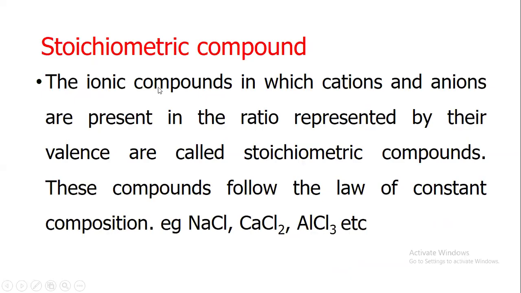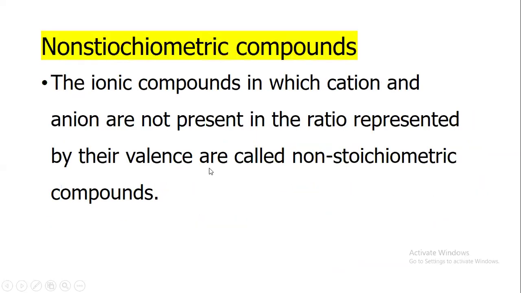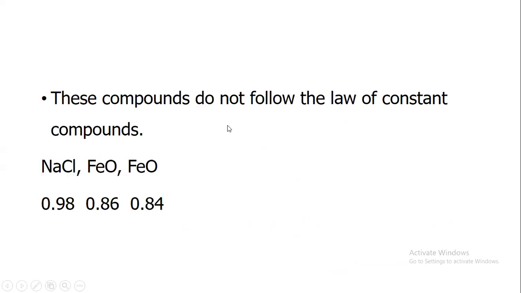Stoichiometric compounds: the ionic compounds in which cations and anions are present in the ratio represented by their valency are called stoichiometric compounds. These compounds follow the law of constant composition: sodium chloride, calcium chloride, aluminum chloride. Non-stoichiometric compounds: the ionic compounds in which cations and anions are not present in the ratio represented by their valency are called non-stoichiometric compounds. These compounds do not follow the law of constant composition: for example, ferrous oxide.